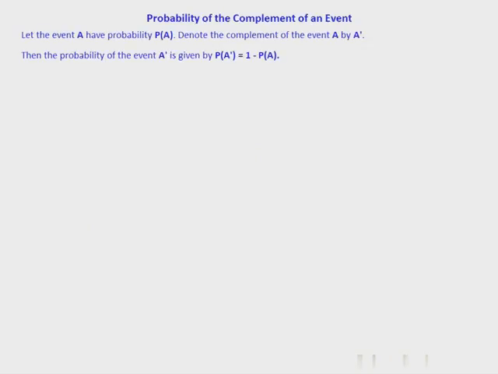Okay, we've seen this before. Let's study it formally. The probability of the complement of an event. As we saw, the complement of an event is all the outcomes that are not in that event. Suppose we have an event A, which is a subset of the sample space. Then the event A dash, which is its complement, will consist of all the outcomes that are not in A. Well, if I join event A and event A dash, I will get the entire sample space.